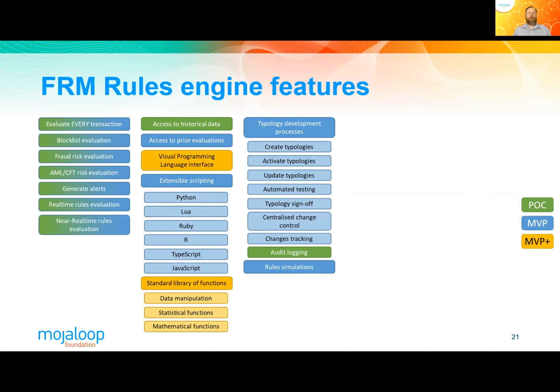As I mentioned earlier, we're going to be doing access to historical data, but we're not doing the access to prior evaluations. We're also not building a visual programming language interface into this yet. So that's a visual rules builder that we had intended and is specified in the BRD. But for the purposes of the MVP and the POC, our rules are probably going to be code-based and not VPL-based.